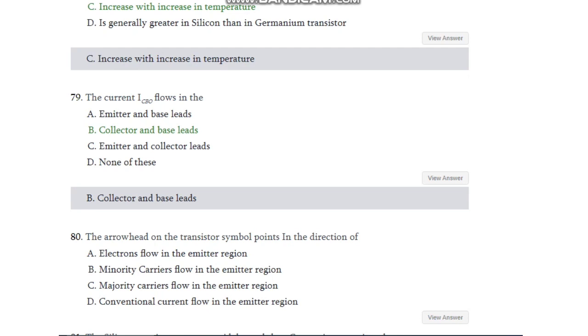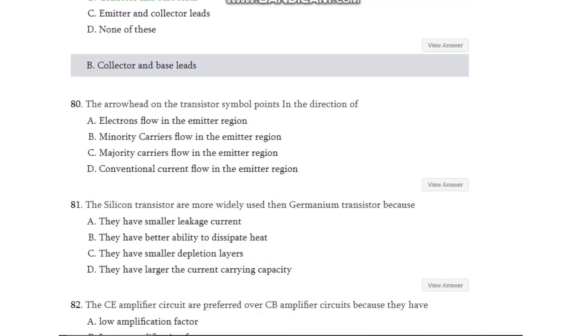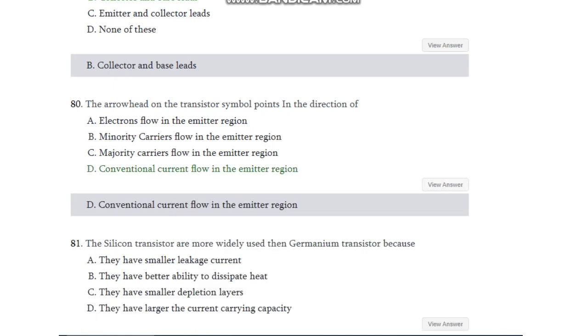Question number 80. The arrowhead on the transistor symbol points in the direction of electron flow in the emitter region, minority carriers flow in the emitter region, then majority carriers flow in the emitter region, then conventional current flows in the emitter region, and the answer is D, that is conventional current flows in the emitter region.